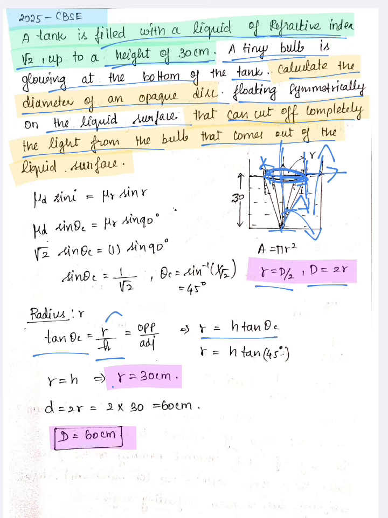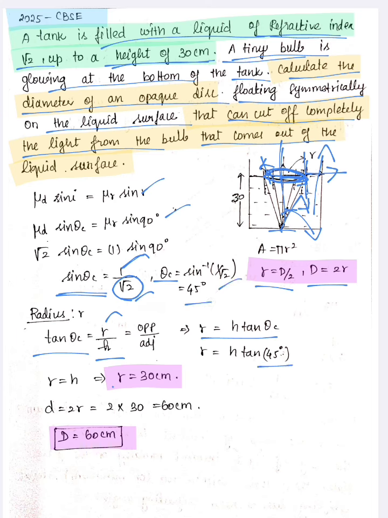What is the critical angle? We know the critical angle formula, that is, sine of the critical angle is mu rarer by mu denser. Mu rarer is the refractive index of the rarer medium, that is 1 for the air medium, and the refractive index of the liquid is root 2, that is given in the question. So this is the direct formula of the critical angle, or we can write it according to Snell's law. So the critical angle equals sine inverse of 1 divided by root 2, which is nothing but 45 degrees.